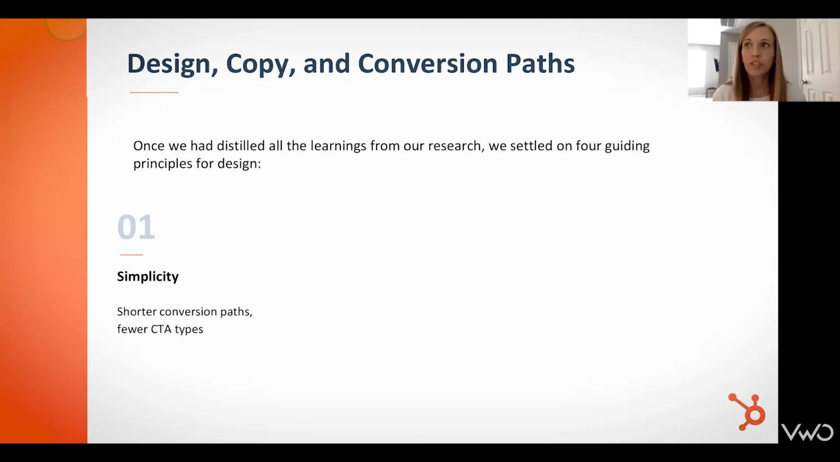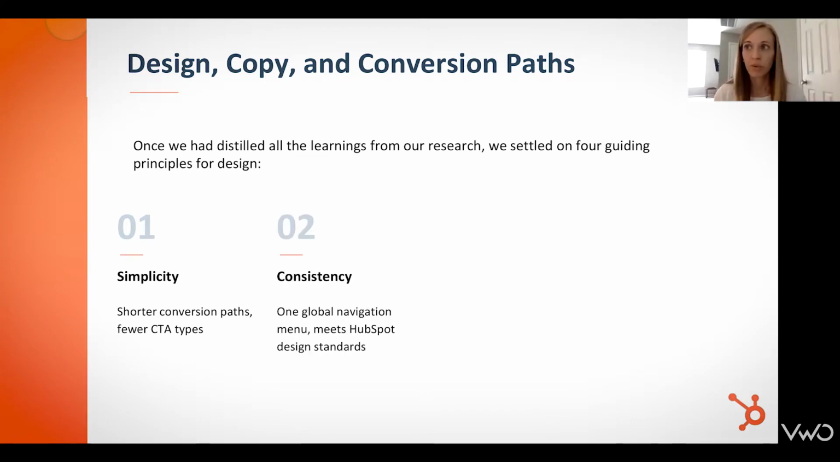Once we had distilled all of the learnings from our research, we settled on 4 guiding principles for design. You'll see they're really closely tied to our original goals with the redesign. First is simplicity. We had seen in the original site there were pretty long conversion paths, and we were hoping to shorten those. There was also a big variety in CTA types, some being text links, some being buttons, different languages. So we wanted to simplify that.